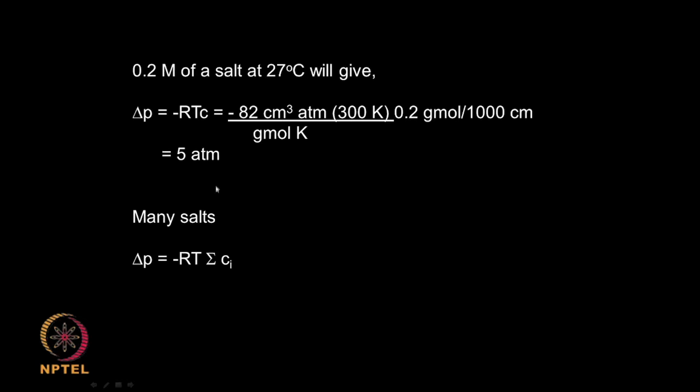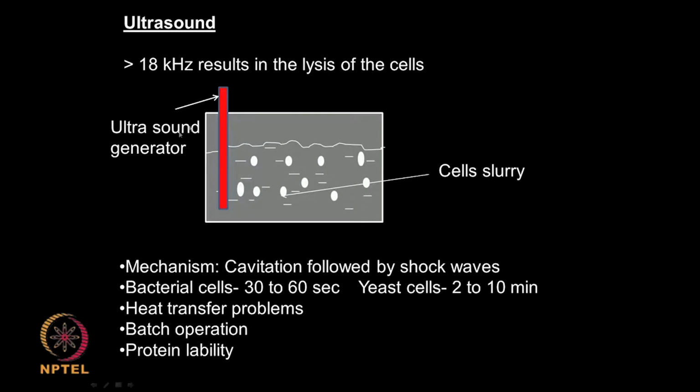So, we can calculate the osmotic pressure using the Van 't Hoff's relation RTC. If 0.2 molar salt, I can put C as 0.2. R is 82, temperature is 27, that is 300 K. So, for a 0.2 molar salt solution I will get an osmotic pressure of 5 atmospheres. If you have many salts, we keep calculating osmotic pressure for each salt and we need to add them up. You can see quite a high pressure is generated with salt, and this method makes use of the concept of osmotic pressure.